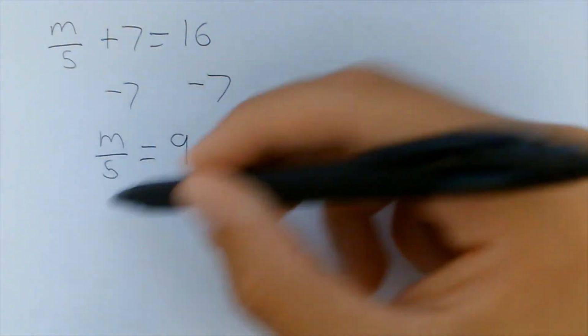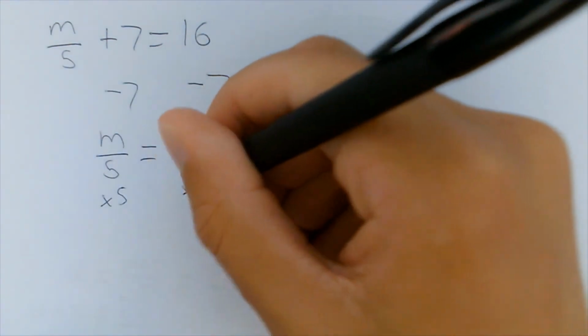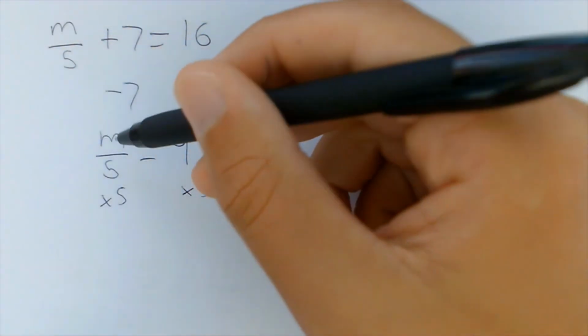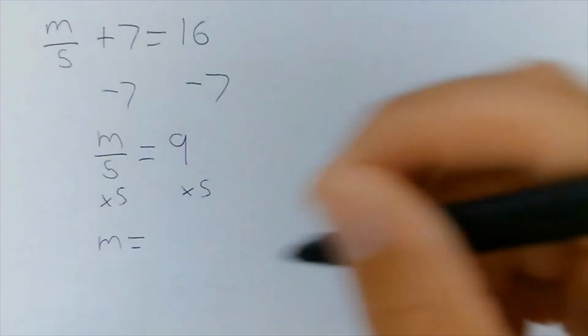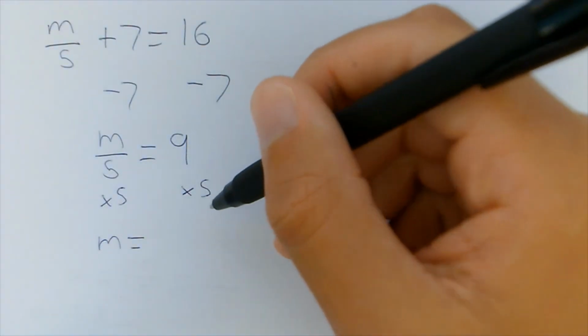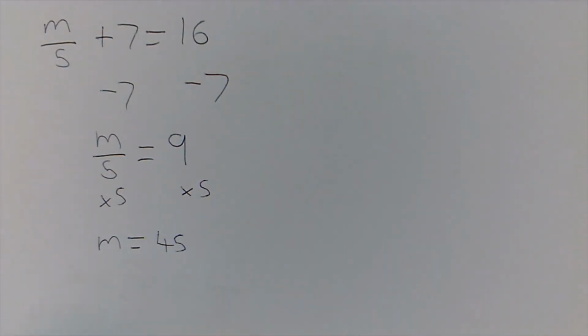Now to undo this divided by 5, we need to do the opposite. We need to multiply by 5. So on the left, if we multiply this m over 5 by 5, we're just left with m. And on the right, 9 times 5 gives us 45. So our m is equal to 45.